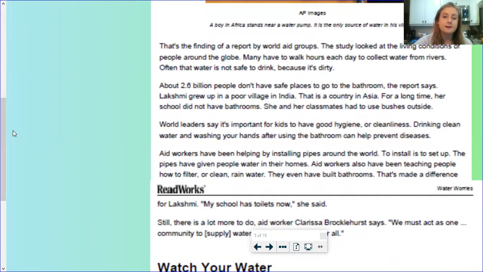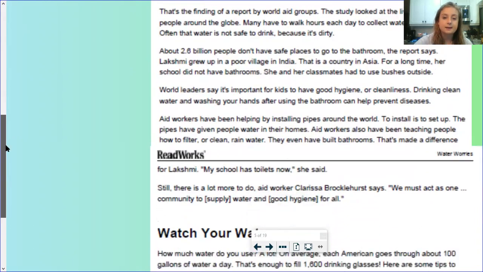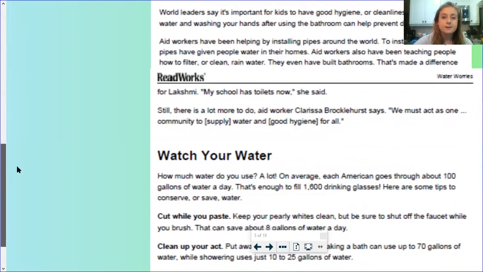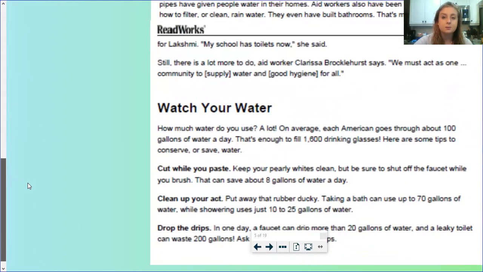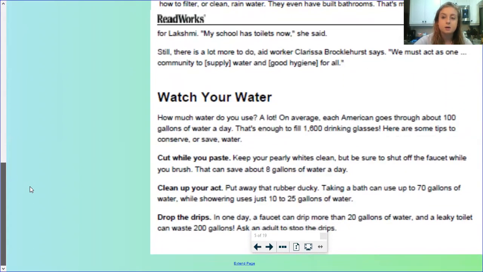Aid workers have been helping by installing pipes around the world. To install is to set up. The pipes have given people water in their homes. Aid workers also have been teaching people how to filter or clean rainwater. They even have built bathrooms. That's made a difference. For Lakshmi, "My school has toilets now," she said. "Still, there is a lot more to do," aid worker Clarissa Brocklehurt says.